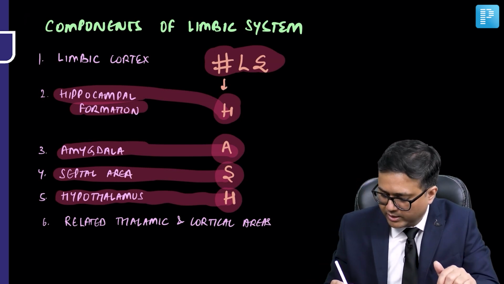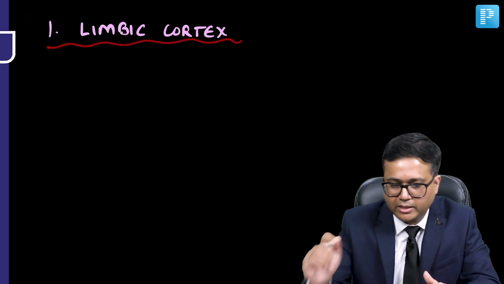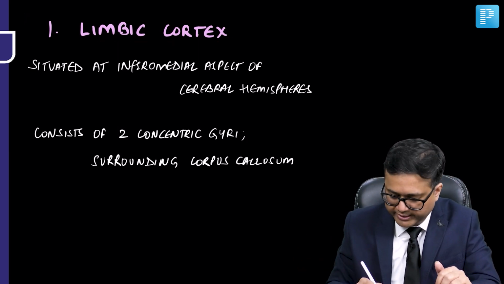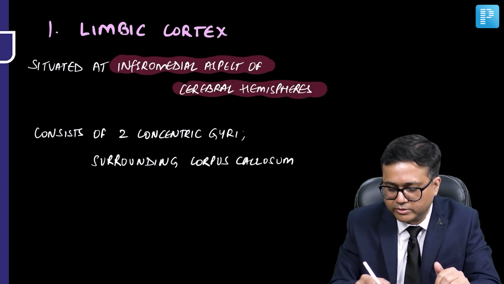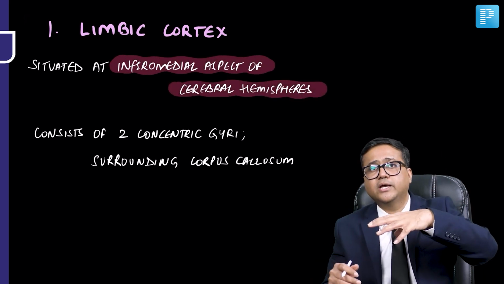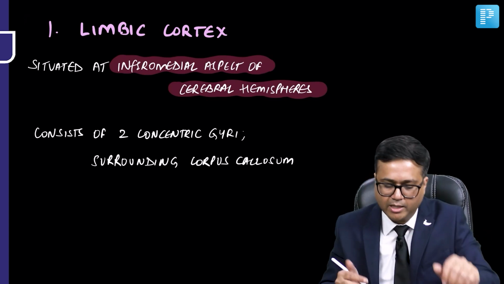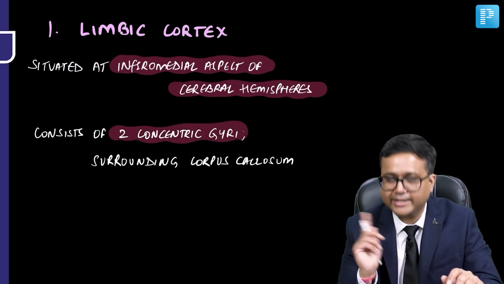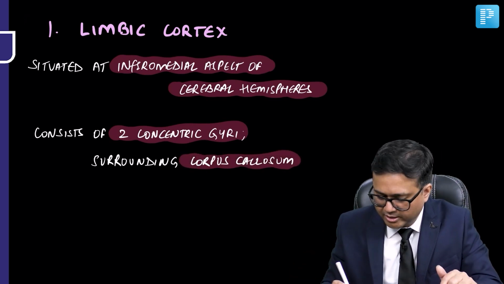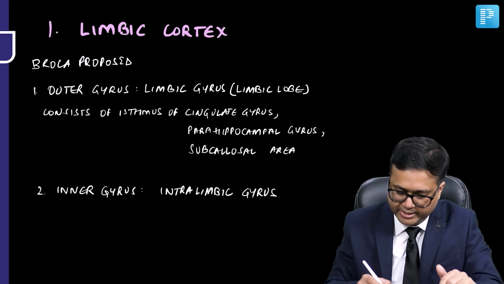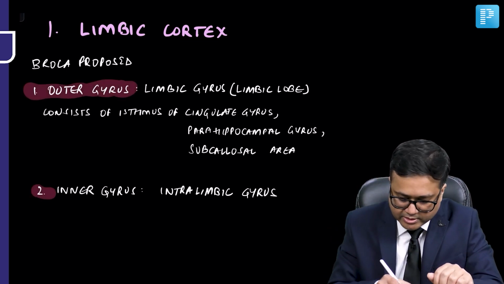Now let's talk about the first and very important component, which is the limbic cortex. This limbic cortex is situated at the inferior medial aspect of the cerebral hemisphere. If this is the cerebral hemisphere, it is present in the inferior and medial aspect, and it consists of 2 concentric gyri surrounding the corpus callosum. Basically, Broca proposed that there are 2 of these rings: the outer gyri and the inner gyrus.